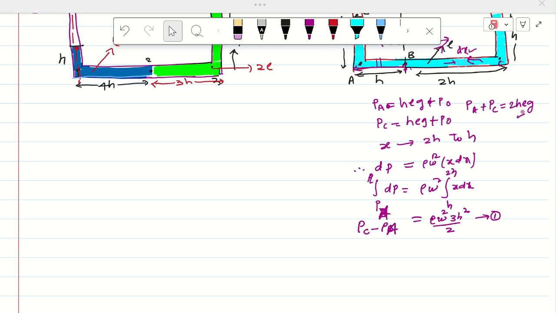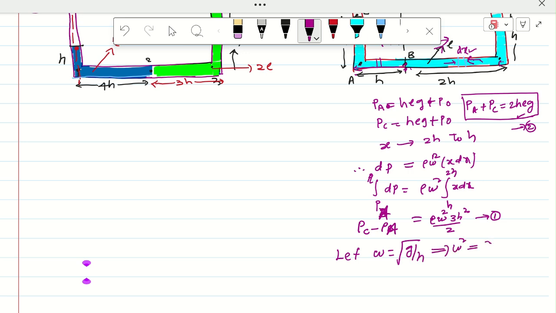Now here, omega and here h rho g are the PA plus PC. I got one equation, and here another equation. This is 2 and this is 1. Now let omega be equal to the root over g by h. That implies omega square is equal to g by h.